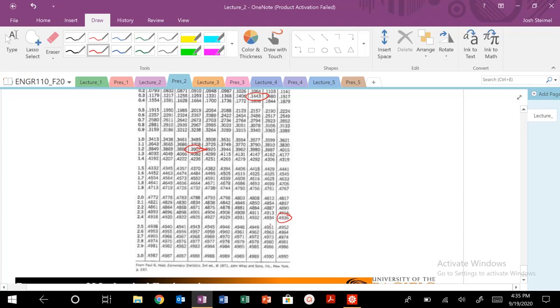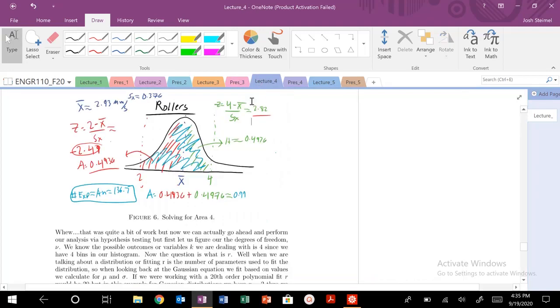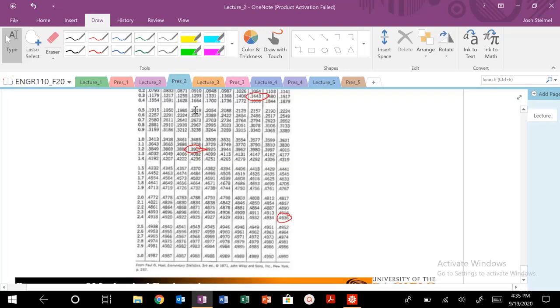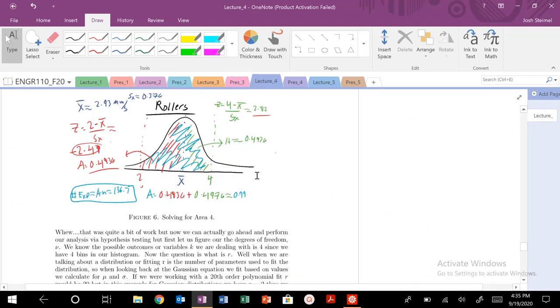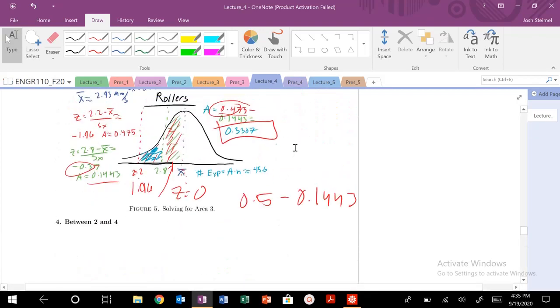Let's double check that. Yep, 2.49, and then 2.82, 0.4976. So let's go back here. That sounds good. So that's the area from here to here, this area. So the total area, about 0.99, multiply it out, it's 136.7.